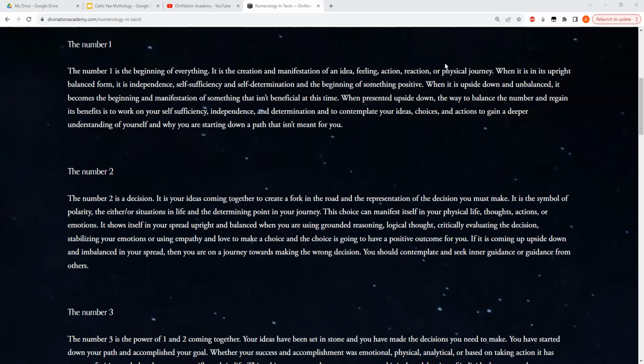And creation. Yes. So the number 1 is the creation and manifestation of everything. Everything. Whether that be ideas, actions, physical journeys, feelings, emotions. It is the beginning and manifestation of all of them.